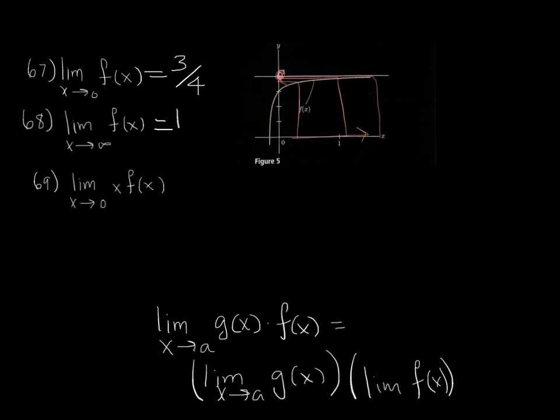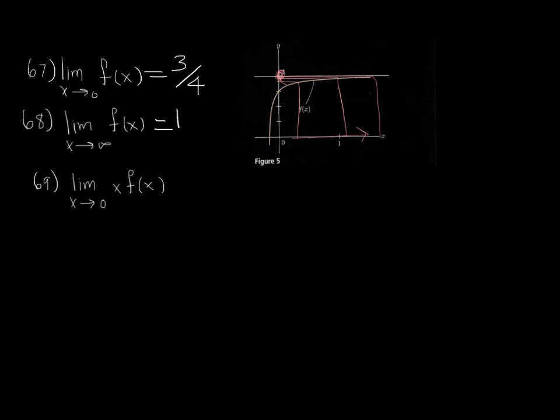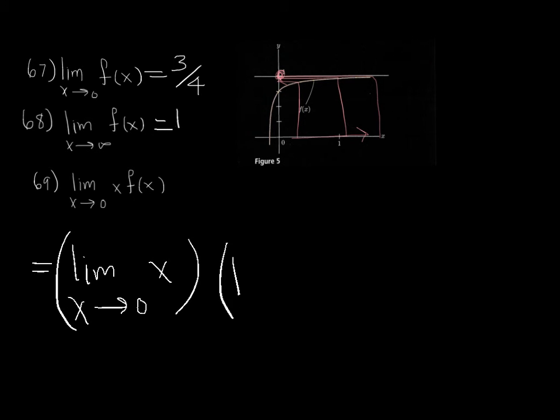So looking at number 69, we can see that we have two functions here. We have the x function and the f of x function. So we're going to go ahead and rewrite this as the limit as x goes to 0 of x times the limit as x goes to 0 of f of x. Now we have to be a little bit careful, because if either one of these doesn't exist, then this one doesn't exist. So let's go ahead and check this.